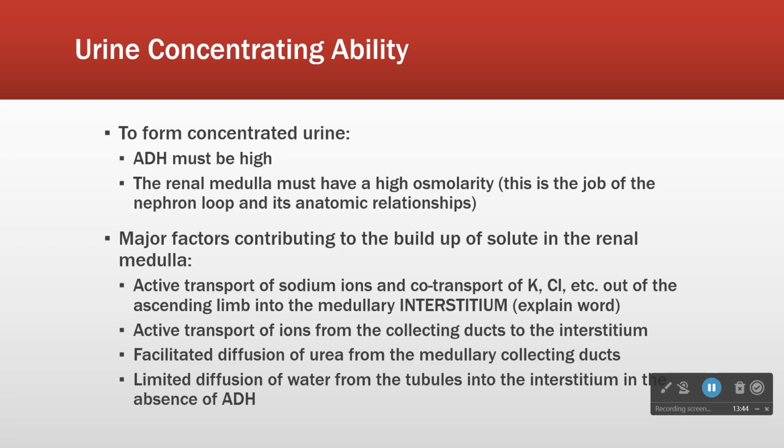So in the kidney, you have a lot of nephrons, right? So you have a lot of tubule parts. At any given part of the kidney, there's a lot of bits of tubule. The interstitium is the area in between the tubules. Now, that interstitium is where we're going to develop our high osmolarity. So active transport of sodium, active transport from the collecting ducts into the interstitium, facilitated diffusion of urea, and then some diffusion of water.